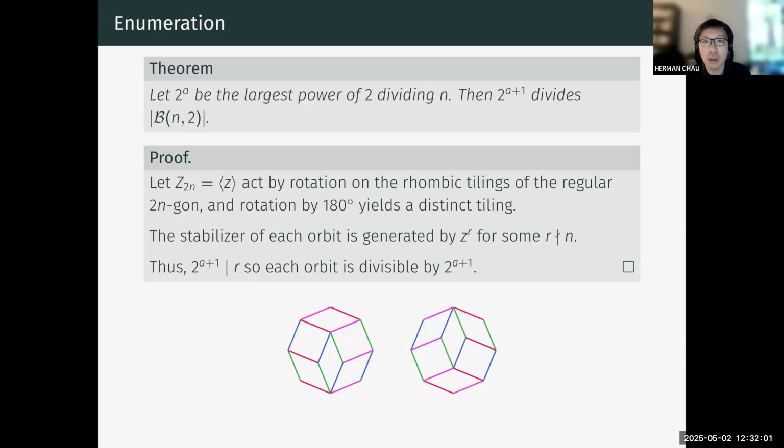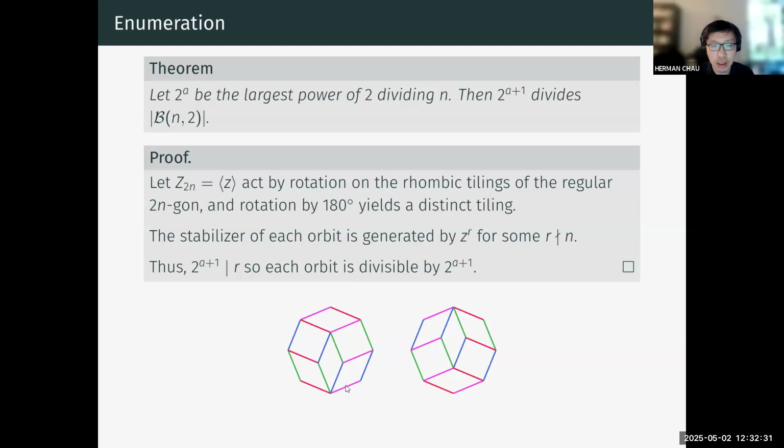Cool. So if we go back to looking at this divisibility property, the proof roughly follows like this. We're going to count the rhombic tilings instead of counting Bn2 directly. And rhombic tilings can be acted on really nicely by rotation. So Z2n will be the cyclic group with some generator z that acts by rotation. And the thing to note is that rotating by 180 degrees yields a distinct tiling.